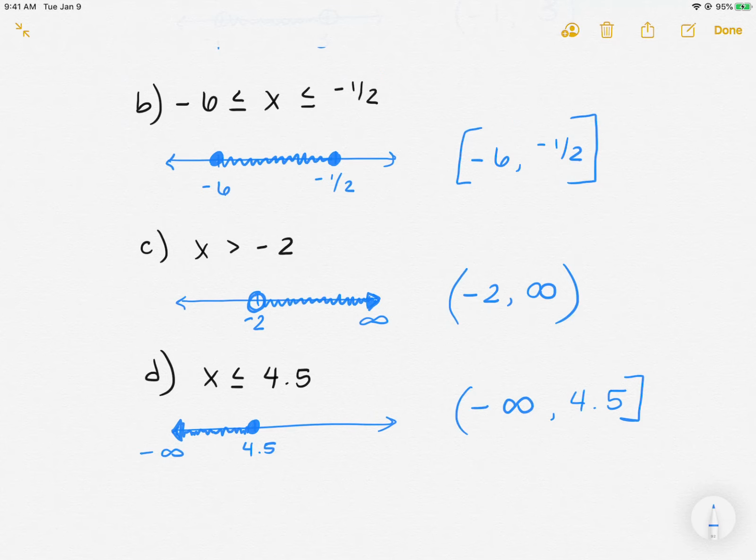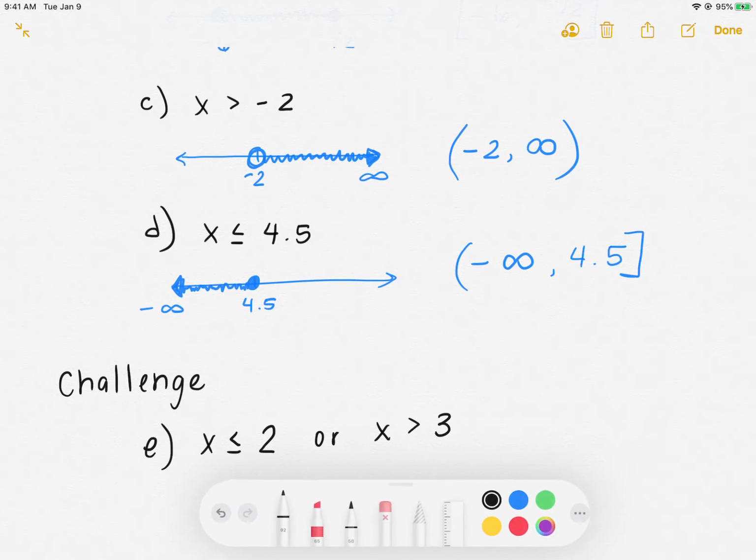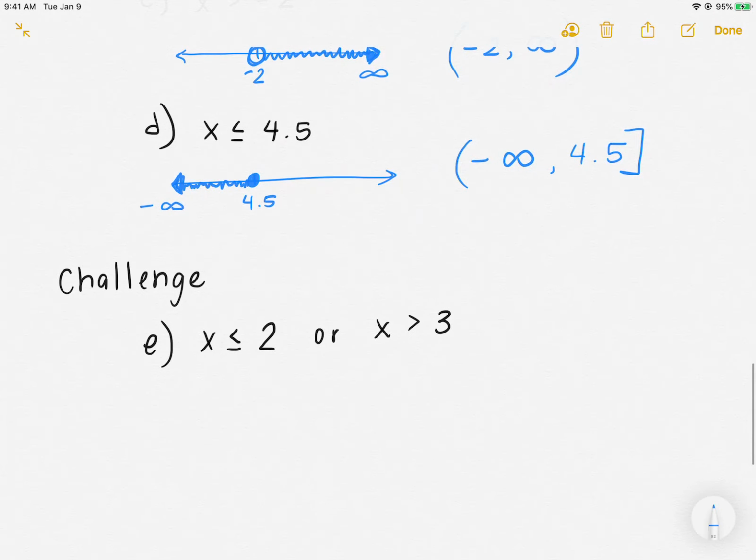What are we thinking? Not bad? All right, I know I said that was the last one, but you guys are just geniuses. So what if I said, all right, here's a challenge. What if I said x is less than or equal to 2, or x is greater than 3? X is less than 2 or greater than 3.